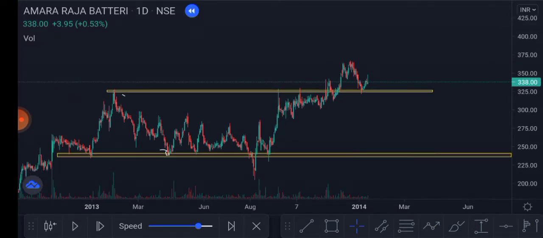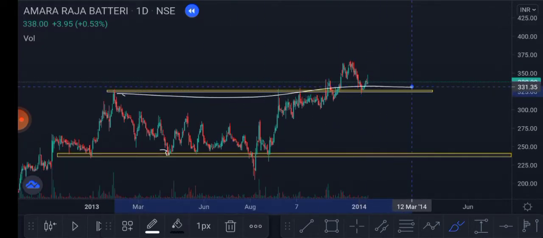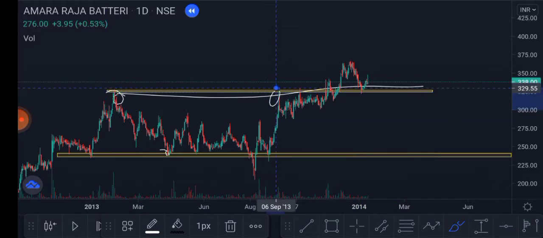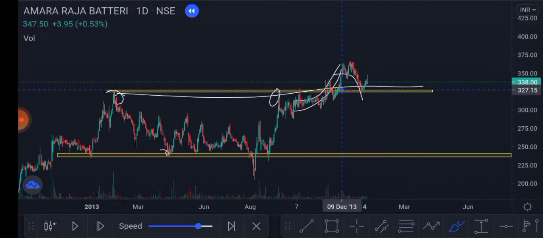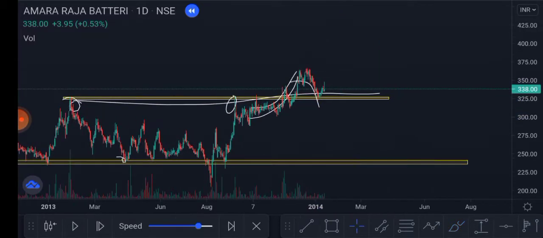Okay, see, this area was acting as resistance, right? Whenever the market went here, it started to fall, but the resistance is taken out and the stock came for a retest, and I would have accumulated the stock there. Okay, let's run our machine now again.